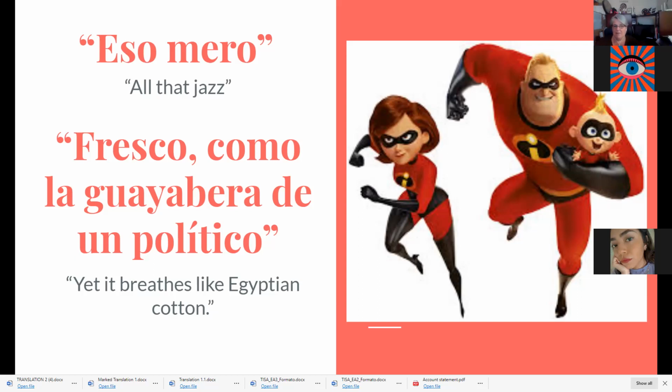But what do we know about guayabera? That it's very cool, very fresh, because it's worn in hot climates. However, who wears it? Politicians. Okay, so we have something there that actually brings more humor to the dubbing than the original. Yet it breathes like Egyptian cotton. That's cute. Fresco como la guayabera de un político. That's funny. And so a lot of times now, when we're using these mexicanismos in dubbing, we're actually creating something that is funnier in the dubbing than in the original.